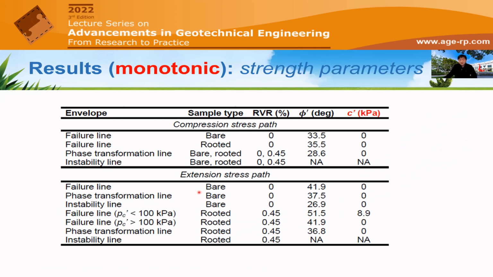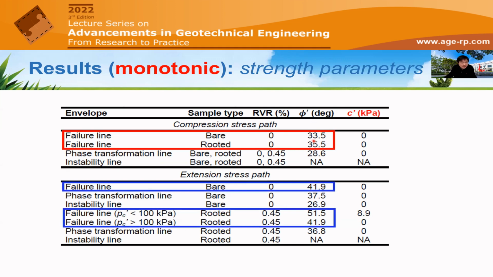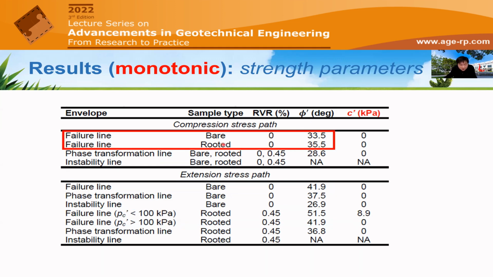Since we have been looking at different confining pressures, we are able to plot the data in the Mohr-Coulomb envelope framework. If you look at the table on top here, they are the compression data for the cohesion and also friction angle for bare and rooted soil. The summary here is that for bare soil, the friction angle is around 35 degrees.